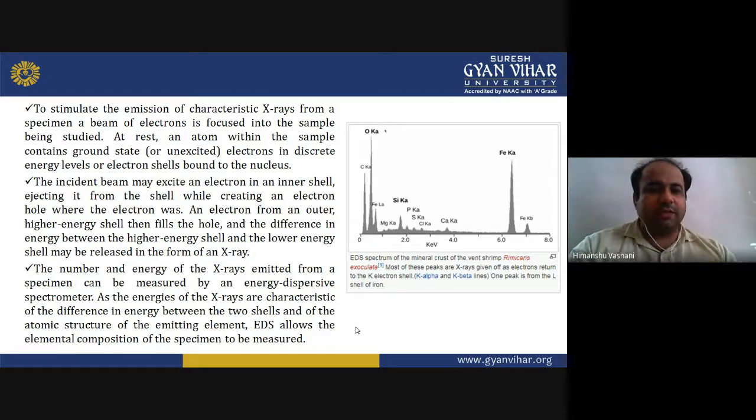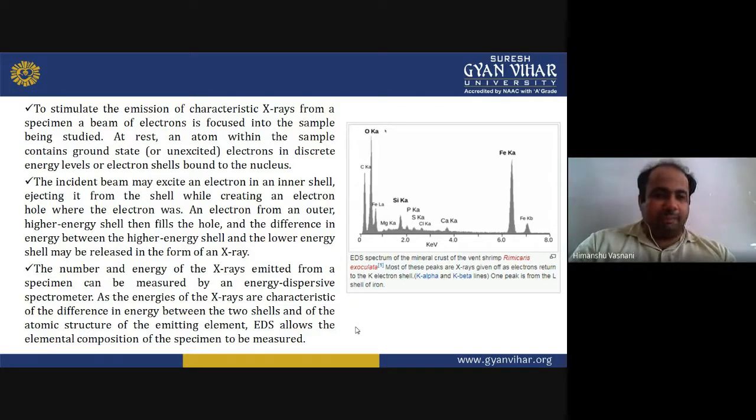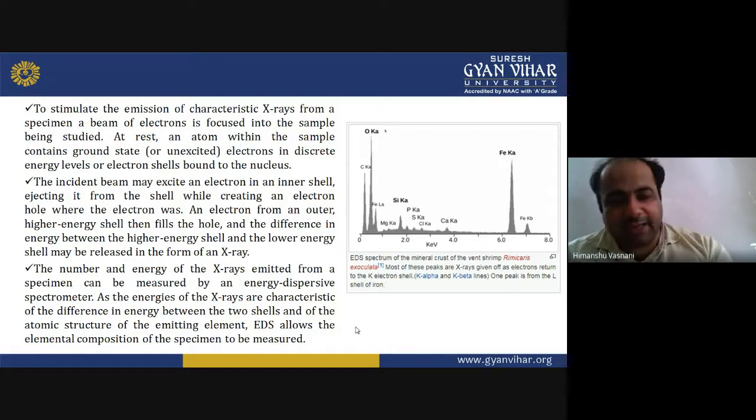Okay, so here they are giving you an elemental composition of the required sample or the specimen that you are taking for the measurement. They say that the energies of the X-rays are characteristic of the differences in energy between the two shells and of the atomic structure of the emitting element. The EDS allows the elemental composition of the specimen to be measured.